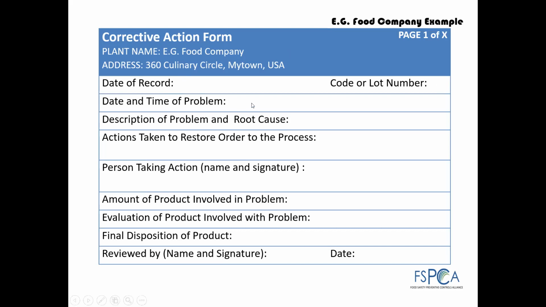The date and the time of the problem. You need to see, sometimes it always happens in the afternoon. That may be related to temperature. Maybe the cooler doesn't control very well at the higher temperature. In the morning, maybe it's good. So the time is important.